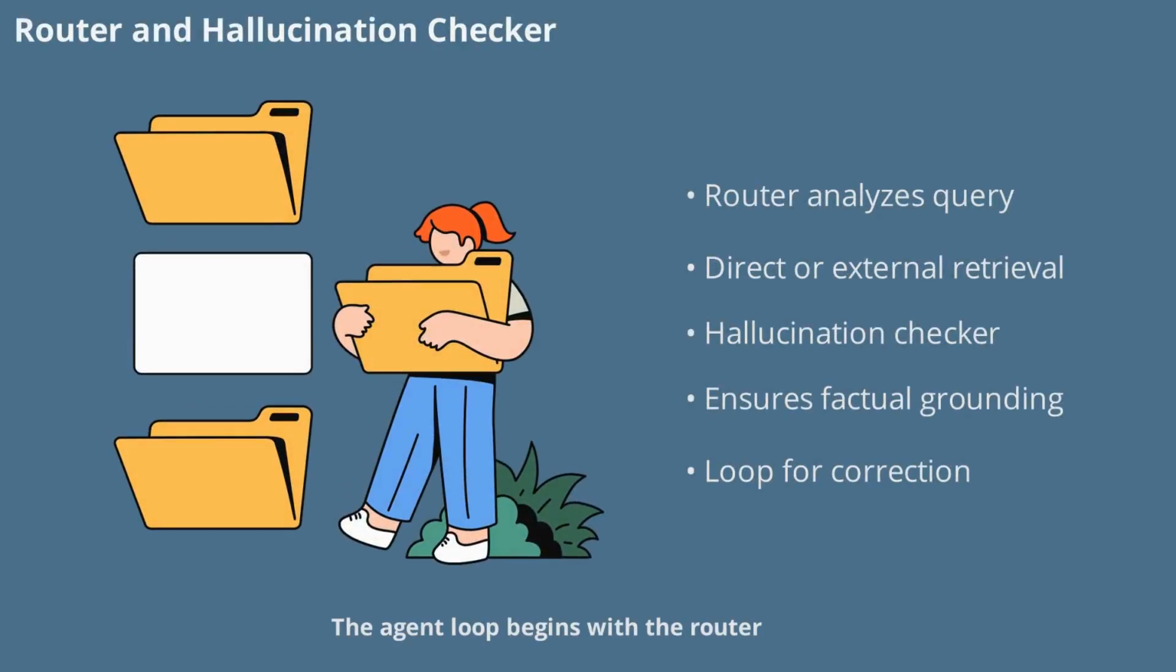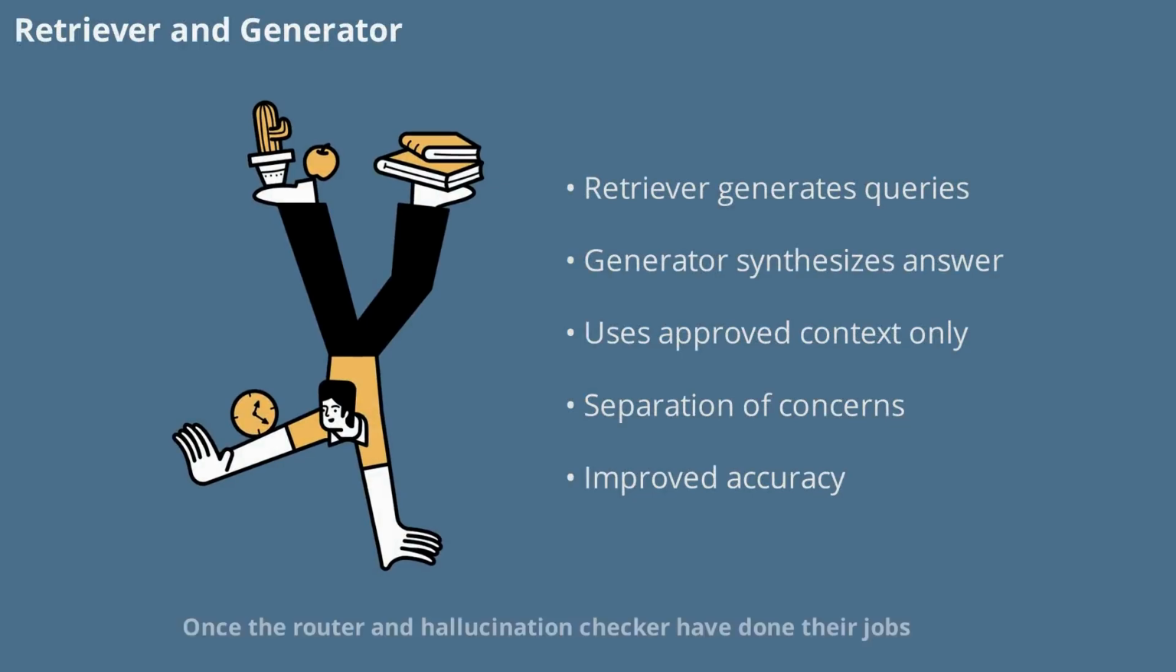The agent loop begins with the router, which determines whether a direct answer is possible or if external retrieval is needed. Next, the hallucination checker verifies that any generated answer is strictly grounded in retrieved facts. If the answer fails this check, the process loops back for correction. This ensures that only accurate, relevant information is used in the final response. Once the router and hallucination checker have done their jobs, the retriever generates targeted search queries based on the router's instructions.